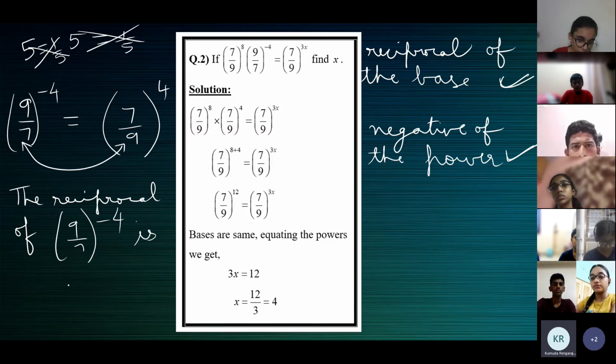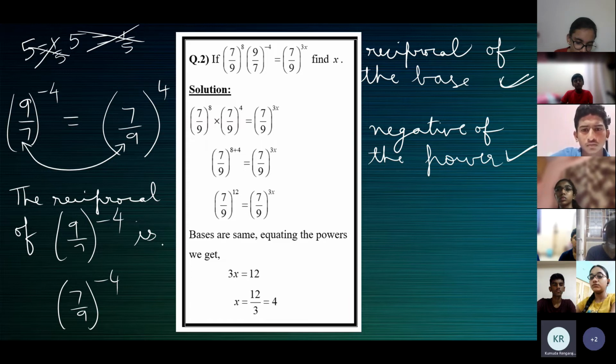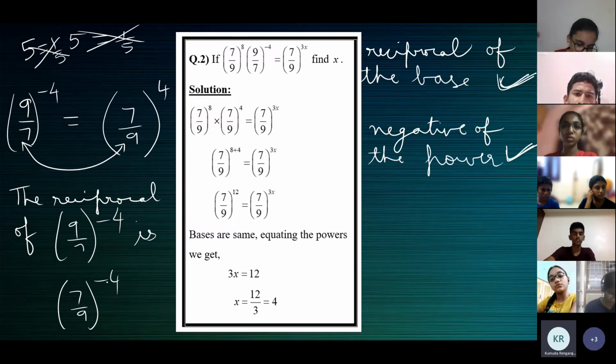Now, supposing you take the reciprocal of the base, 7 by 9. Write the power as it is. So the reciprocal of (9 by 7) to the power minus 4 is (7 by 9) to the power minus 4. Why is it the reciprocal? Because I have not applied both. I've applied only one of the two. I've taken the reciprocal of the base, 9 by 7, I've written as 7 by 9, but that minus 4, I wrote as it is. That means I've written the reciprocal.